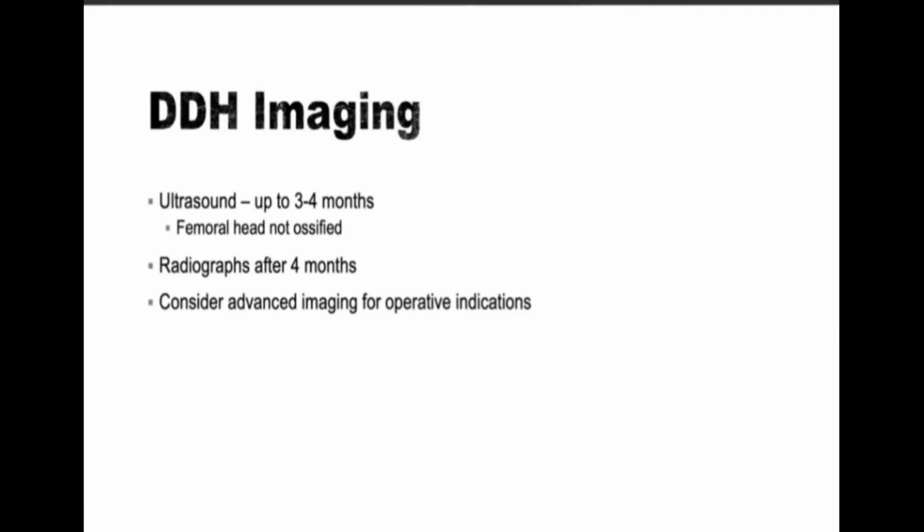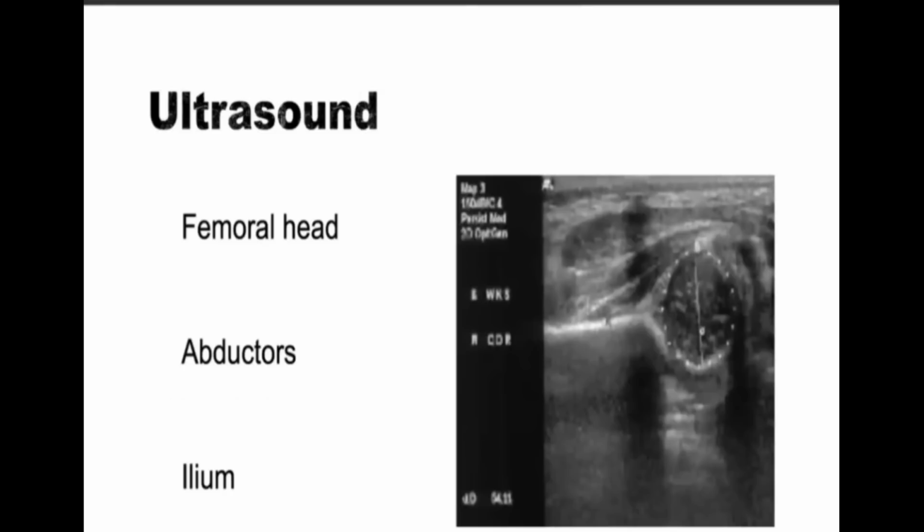So what do we do as far as imaging or workup for these children? Well, x-rays would be great, except that in the newborn period, a lot of the femoral head hasn't ossified, so you can't really see where that femoral head is in relation to the acetabulum. So up to about 3, 4, sometimes even 6 months, we use ultrasound instead of radiographs. And then once they get to that 4 to 6 month time frame and you start to see that femoral head ossification, you can use plain x-rays.